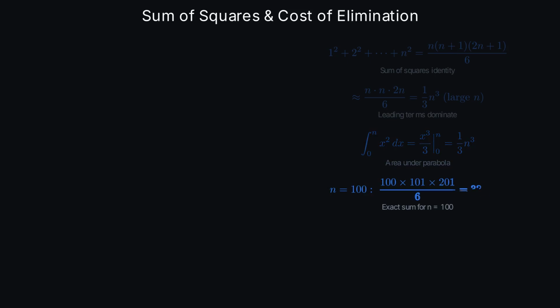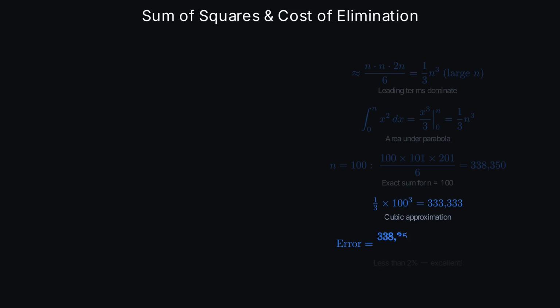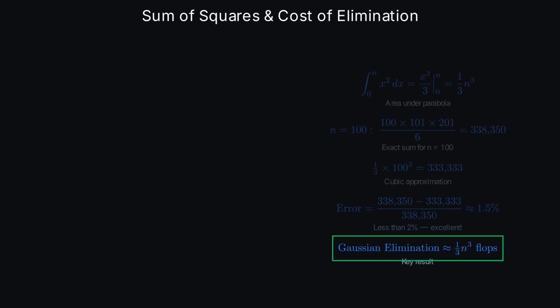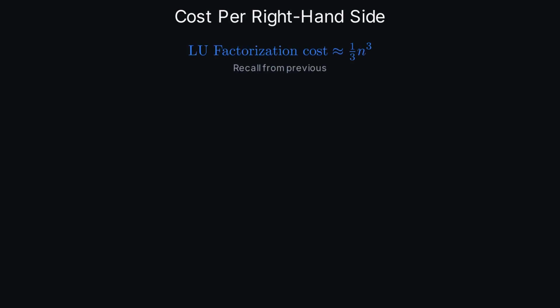Let's check this with n equals 100. The exact sum is 100 times 101 times 201 divided by 6, which gives us 338,350. The approximation, 1/3 times 100 cubed, equals 333,333. The error between these two values is under 2%. Therefore, we can conclude that Gaussian elimination costs approximately 1/3 n³ floating point operations. The matrix factorization costs 1/3 n³.